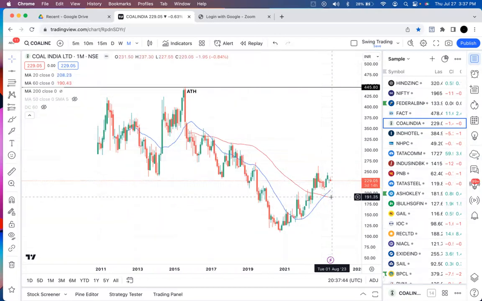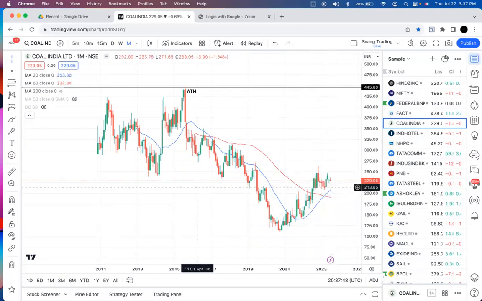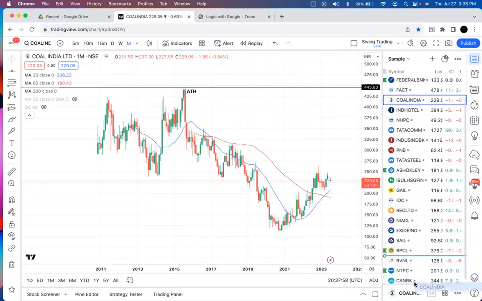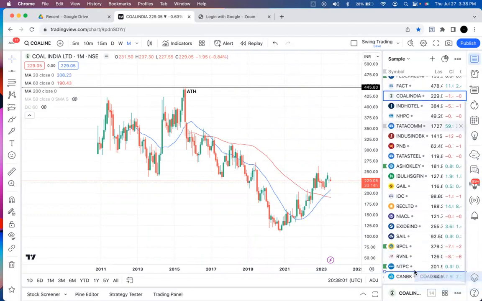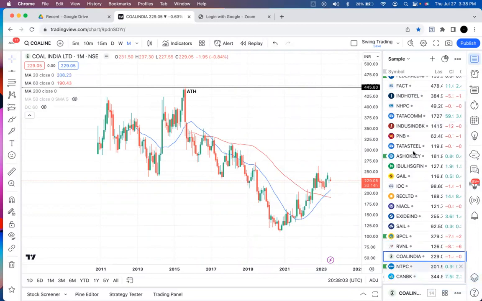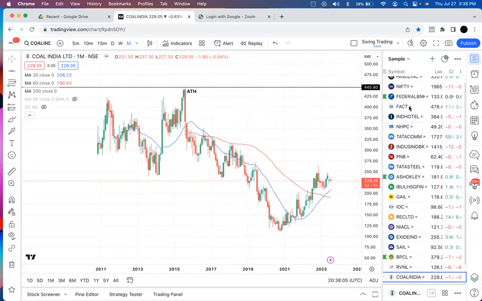So it hasn't really been doing much. And the 20 is above the 60, but the 200 is not even there. So it's been overall downtrend. And so I'm just not going to trade that. I'm going to move that to the bottom of the list. It may not be a bad trade, but let's see. Okay, all right, and there we are, and FACT, and then Indian Hotels.